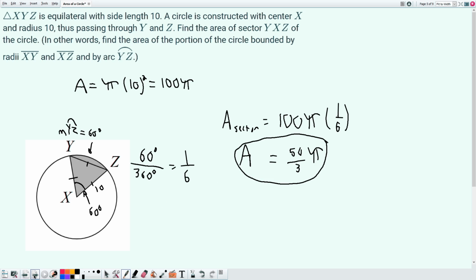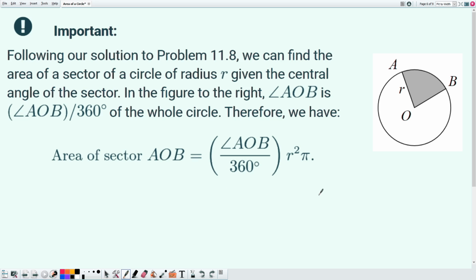And this leads us to our development of the formula for the area of the sector. So in our last problem, we found the area of the sector by determining the proportion, which would be this section right here. So this is our ratio. This is the ratio of the sector to the entire circle. And this is the area, pi r squared, of the entire circle.